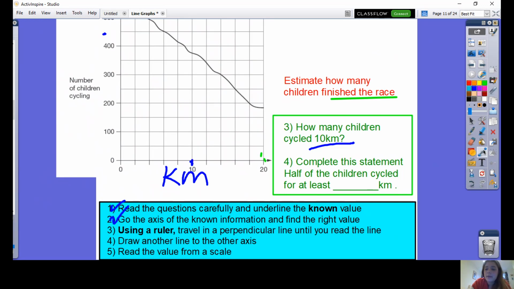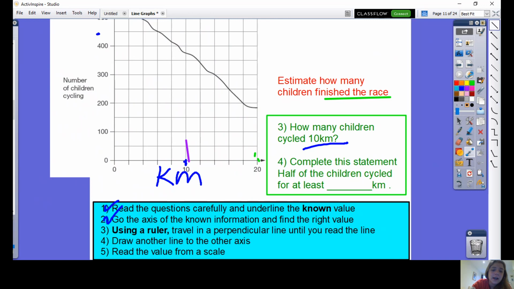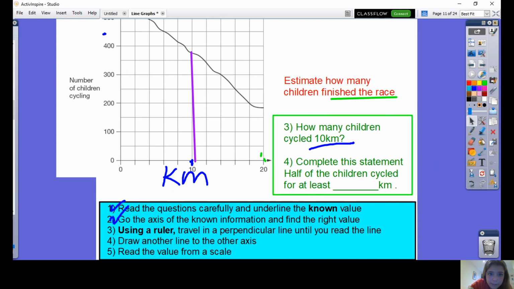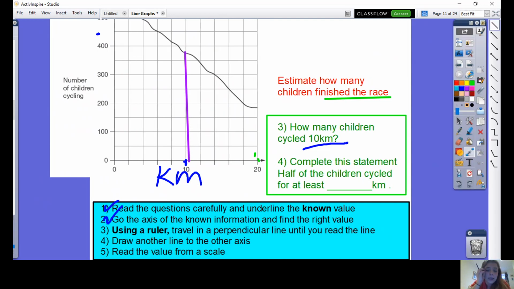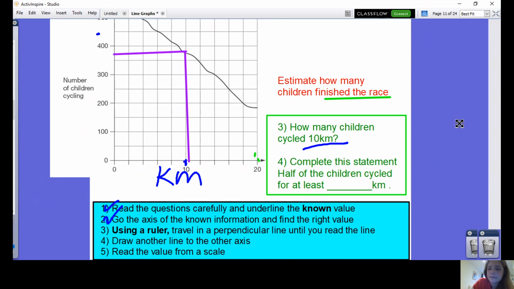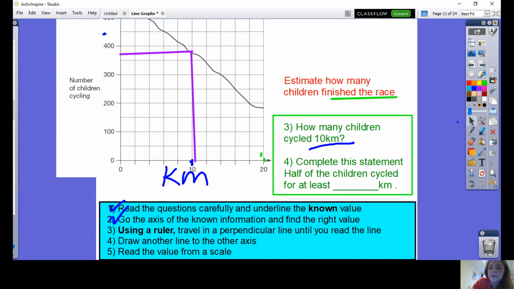Using a ruler, travel in a perpendicular line until you reach the line of the graph. Okay, mine's a bit wonky at the bottom because it would not let me draw it, but I've gone straight up from there. Now, travel in the other direction to the other axis. Here we go. Again, that's got a tiny bit wonky. Sorry, it's really quite difficult to do this on the computer.